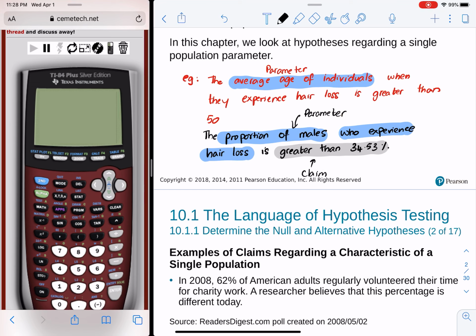So this entire statement is a hypothesis that we are making, and we'd like to verify if that is true. And how do we verify? We collect a sample, we conduct a study, we follow through the steps involved in hypothesis testing, and we determine whether the claim is true or otherwise.